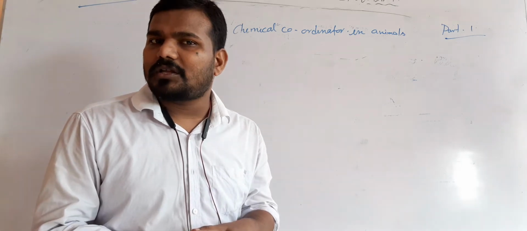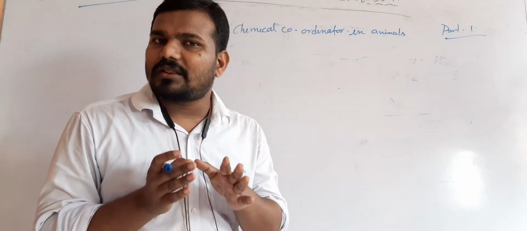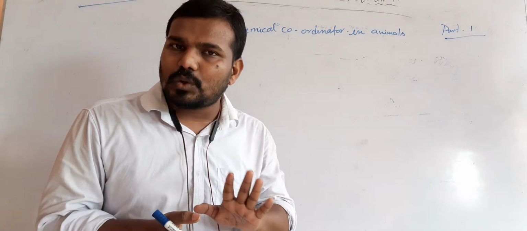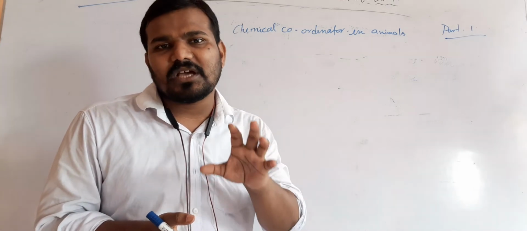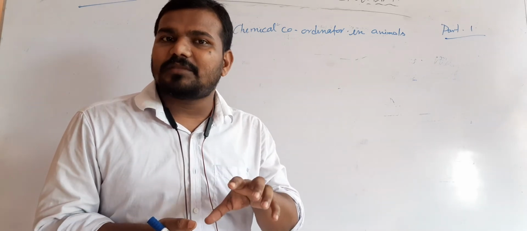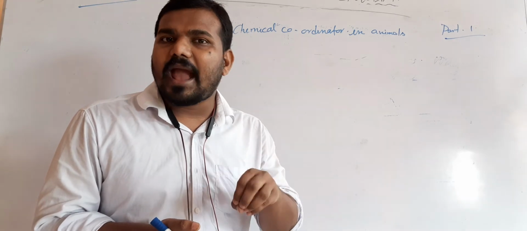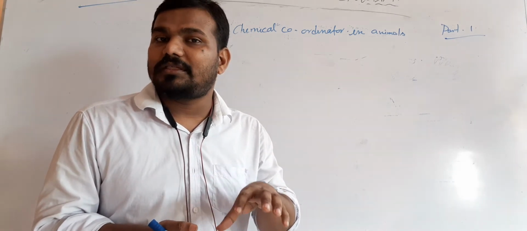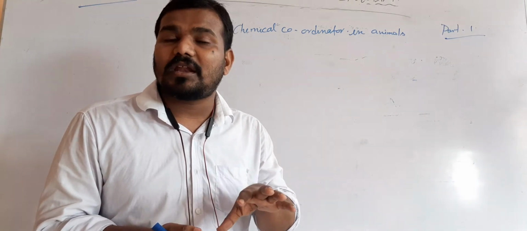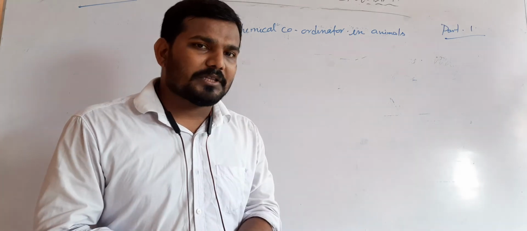What is a chemical coordinator? A chemical coordinator means a chemical substance which can coordinate between the source and target region. Source region means the region from where the chemical substances are secreted, and target region means the functional zone of the chemical substance. But after activity they are destroyed. This type of chemical substance is known as a chemical coordinator, commonly known as a hormone.